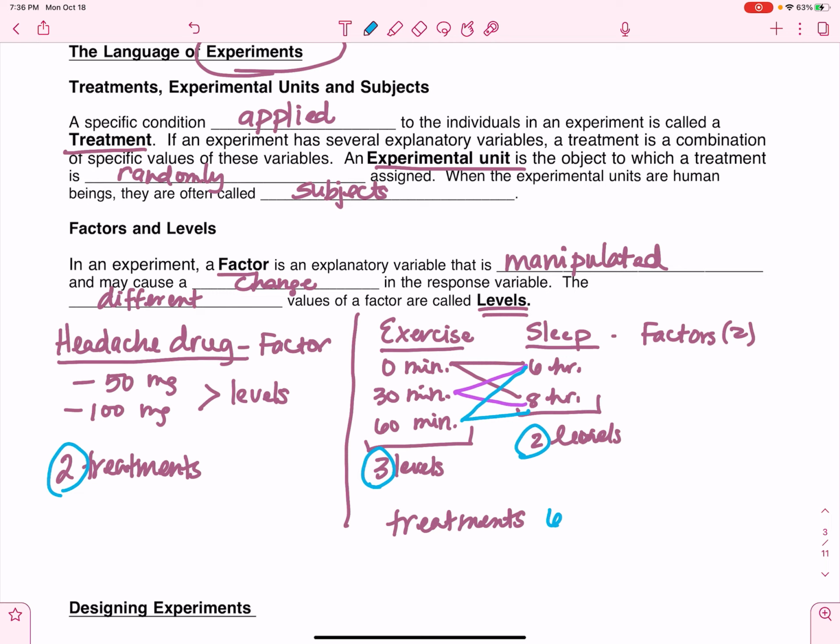Obviously, the biggest problem you're going to face is keeping those words untangled. Factors are your overall explanatory variables. Within that, you have your levels, and then your total factors and levels are going to be your treatments. That's how this works. FLT. Flight. There you go.